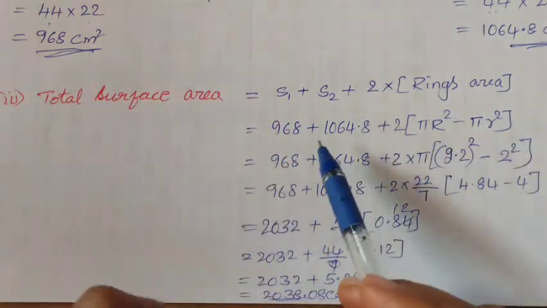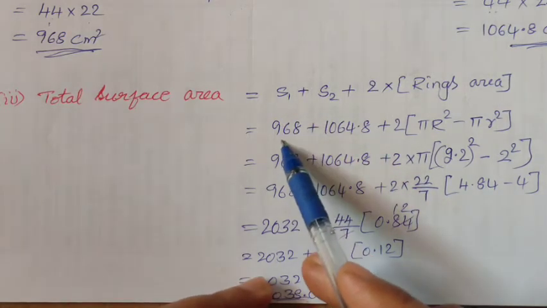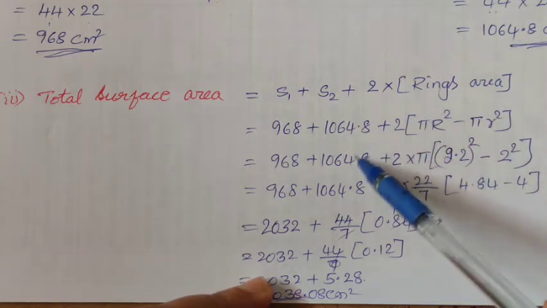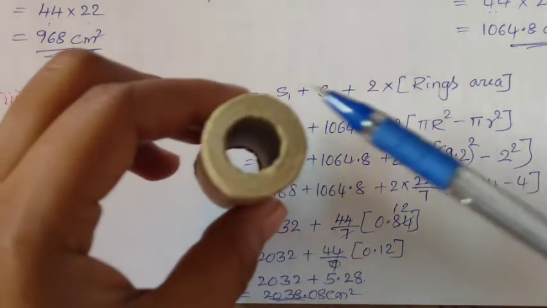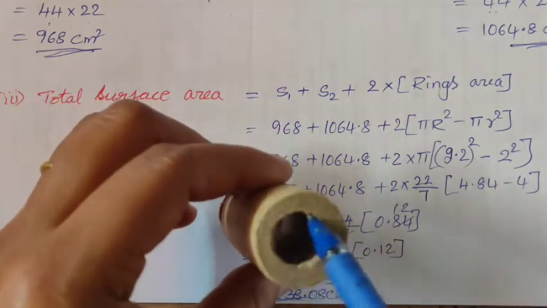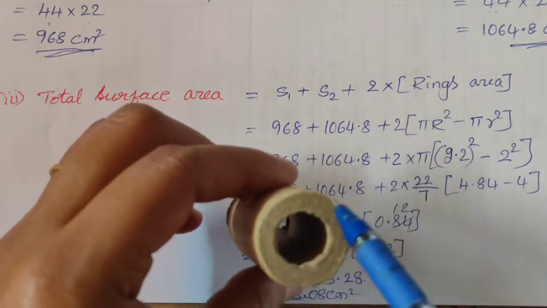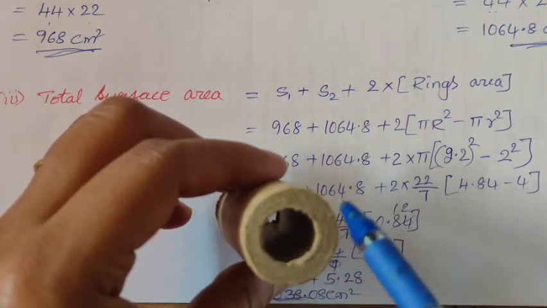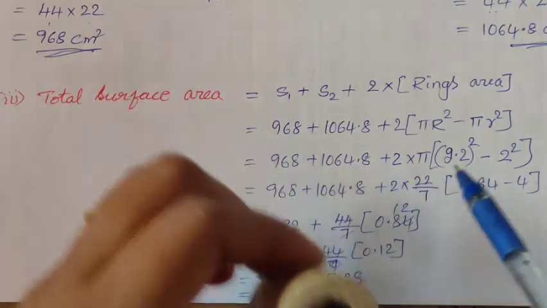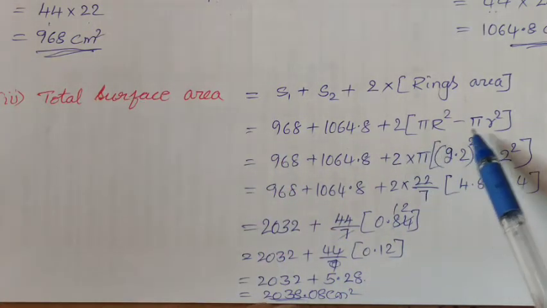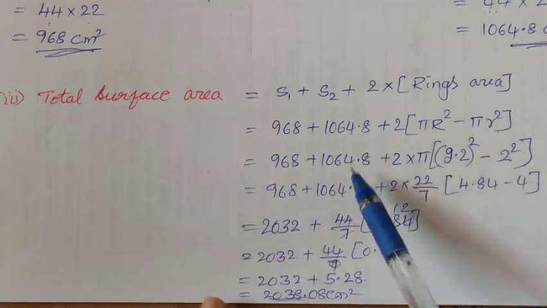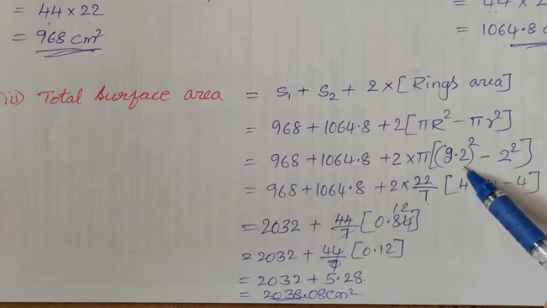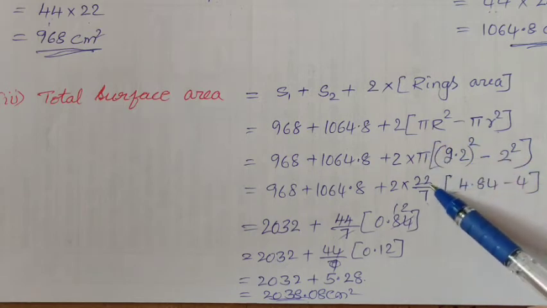That's why you write: inner surface area is 968 and outer surface area is 1064.8. The 2 rings' area means the circular faces, so you subtract the inner circular base from the outer circular base. That is 2 into pi R square minus pi r square. Then you substitute these values and take pi common.